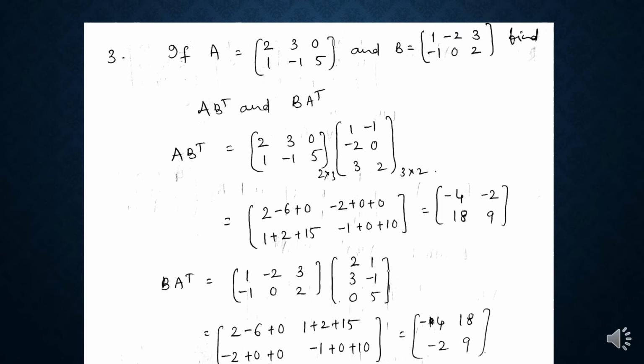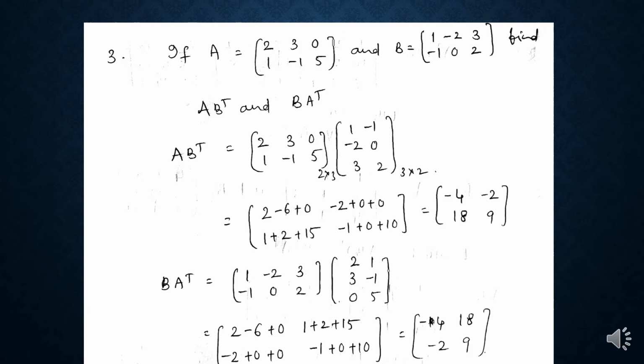A into B transpose is equal to A into B transpose, where A is the matrix 2 3 0 1 minus 1 5. What is the B matrix? After transposing, we will get 1 minus 1 minus 2 0 3 2. This is a 2 by 3 matrix and this is a 3 by 2 matrix.